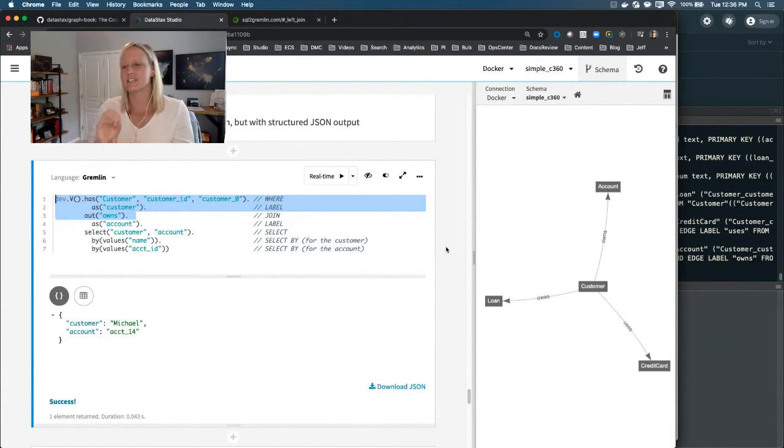We want to do the exact same query. We want to start at customer 0 and get their account information. But now we want to start enforcing certain structure to the JSON payload that's going to come back from this query. And that's what's happening right here.